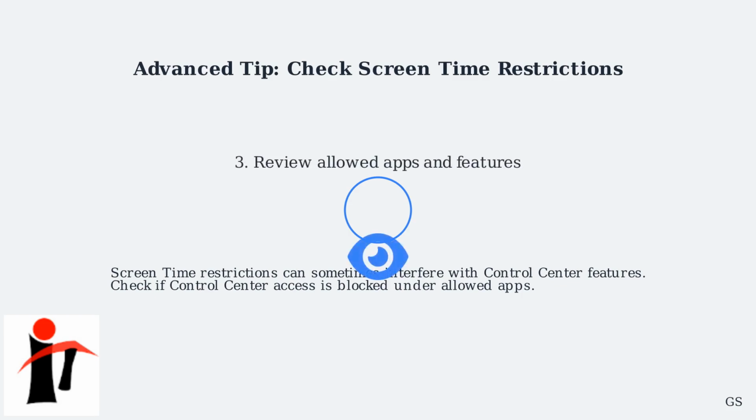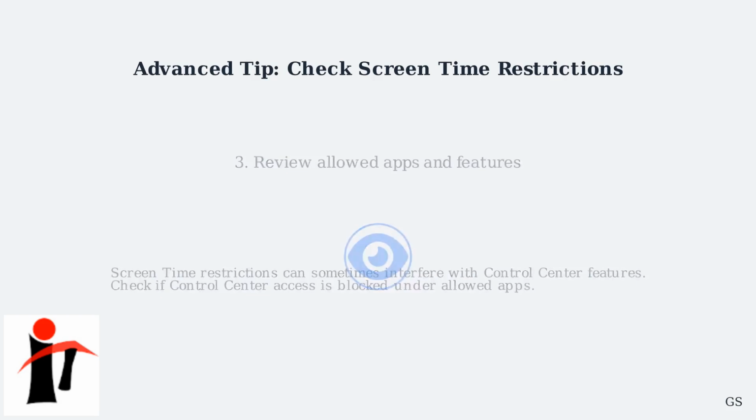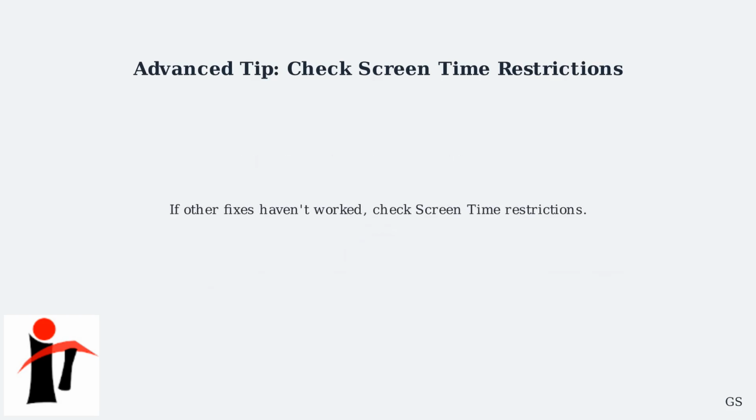Finally, review the allowed apps and features. Make sure Control Center access isn't restricted. If it is, toggle it on to allow full functionality. This fix is less common but essential if other troubleshooting steps haven't resolved the missing Visual Intelligence tile.